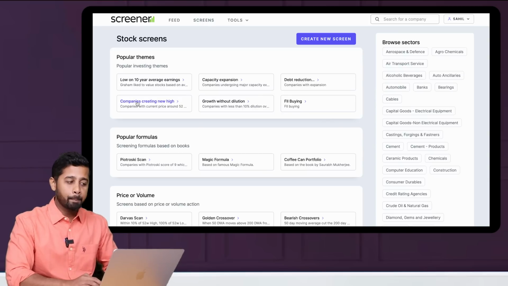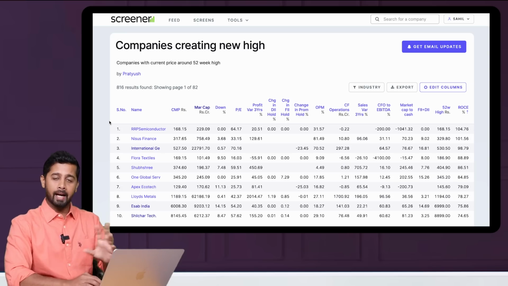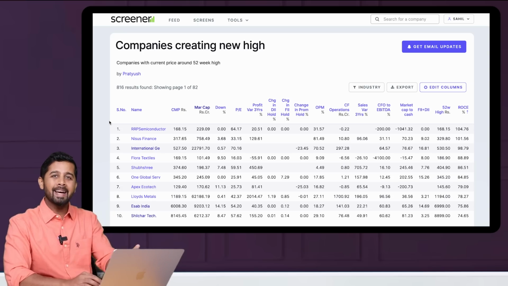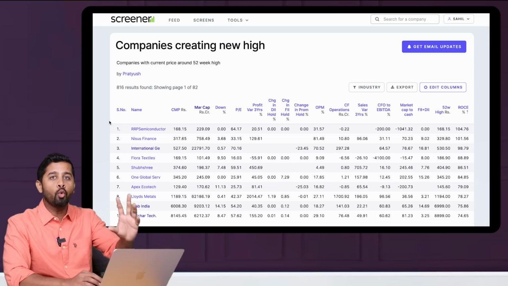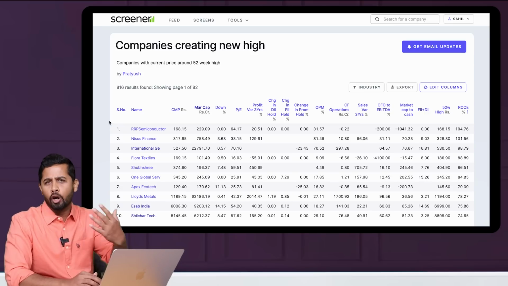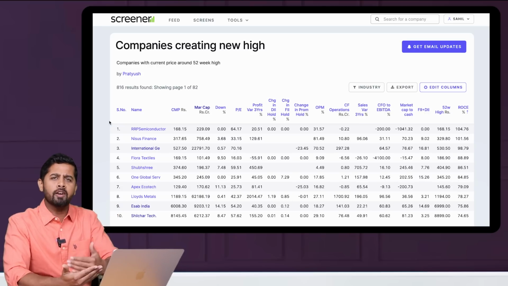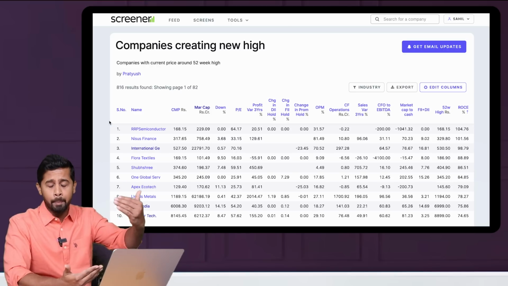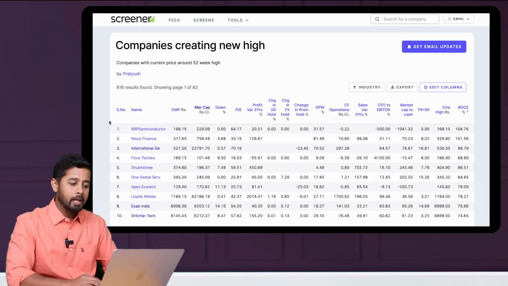Second is the companies that are creating new highs. Again, quite interesting. So the idea is to know companies that are making new highs, and if the company is making new highs, obviously there's certainly something good happening around the company, right? The sentiments are positive, and obviously the sentiments are positive when the sector is in the upcycle, or let's say if the company is doing well, right?